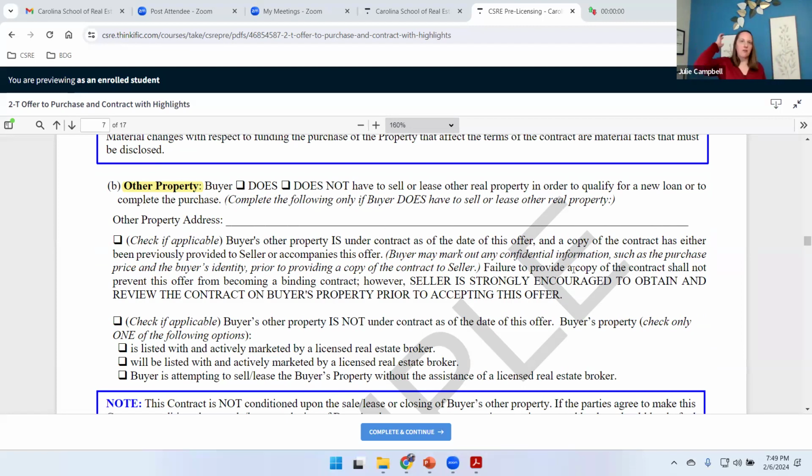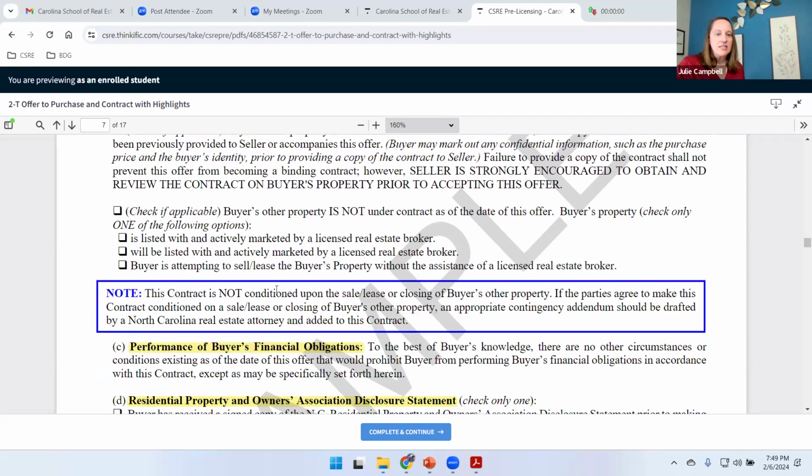Somebody asked earlier how you sort through those 45 offers. If one of those offers has a buyer with a property to sell, that doesn't look as good as the other 44 that don't, right? So this could hurt the buyer if they do. But we just need to represent that. And again, it's not conditioned upon the sale or lease.